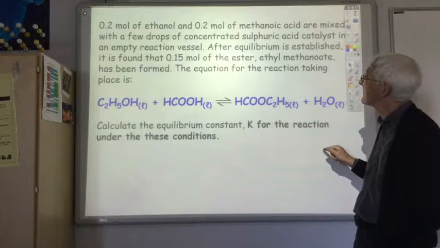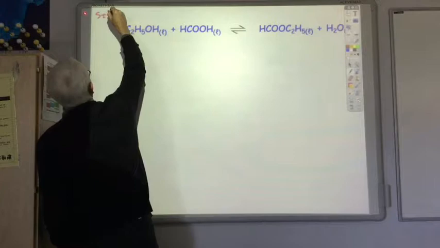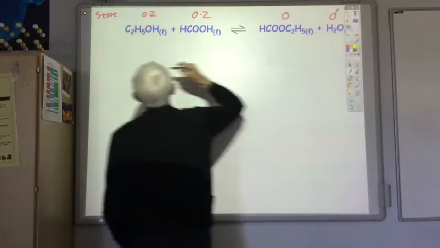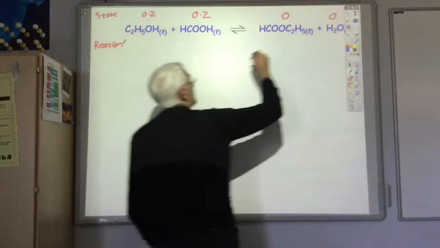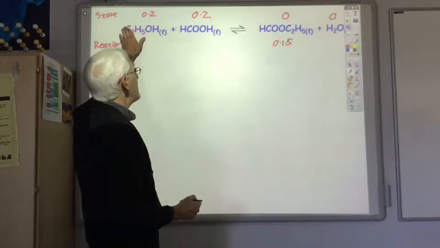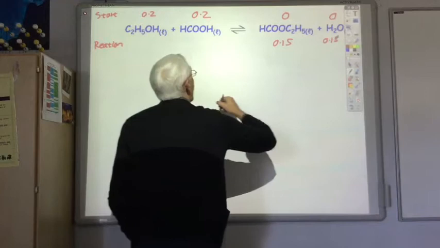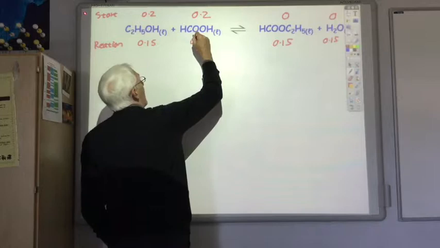So at the start of the reaction, in the reaction vessel, we had 0.2 moles of that, 0.2 moles of that, and we didn't have any of our ester or water. But during the reaction, we produced 0.15 moles of the ester. Because it's in a 1:1:1:1 ratio, that means if we produced 0.15 moles of the ester, we must have produced 0.15 moles of the water. And 0.15 moles of the ethanol and 0.15 moles of the methanoic acid must have reacted.